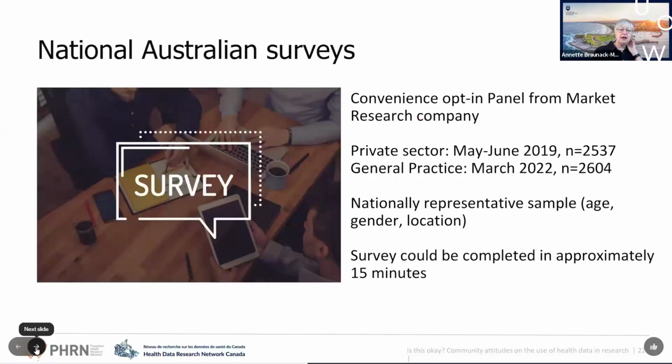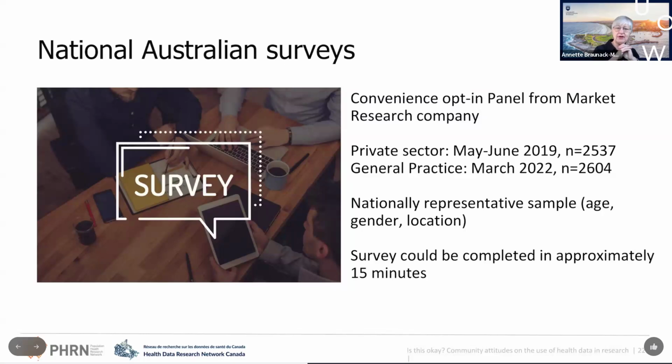That set of focus groups fed into a national survey, and we've run 2 surveys that are quite similar in design over the last few years. Both of them have used a convenience opt-in panel from a market research company. The first of them, focusing on the acceptability of using health administrative data by the private sector, was in May, June 2019, with a sample of just over 2,500.